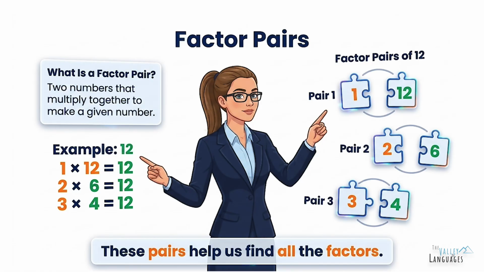We're looking at the factor pairs for the number 12. Pair 1 is 1 and 12 because 1 times 12 is 12. Pair 2 is 2 and 6. And pair 3 perfectly locks together 3 and 4.